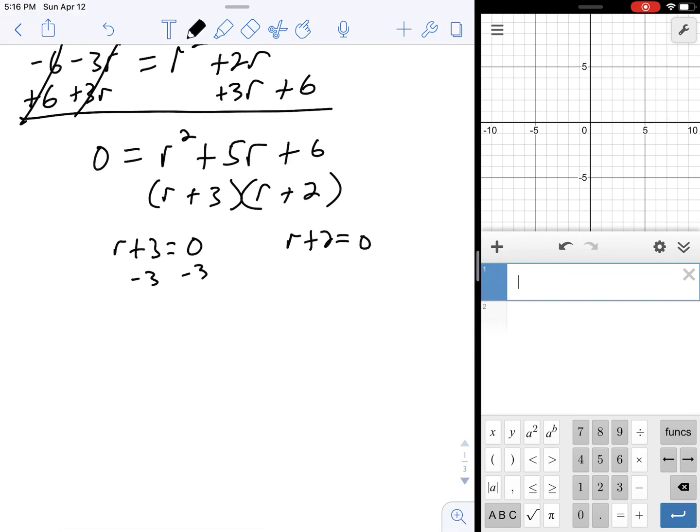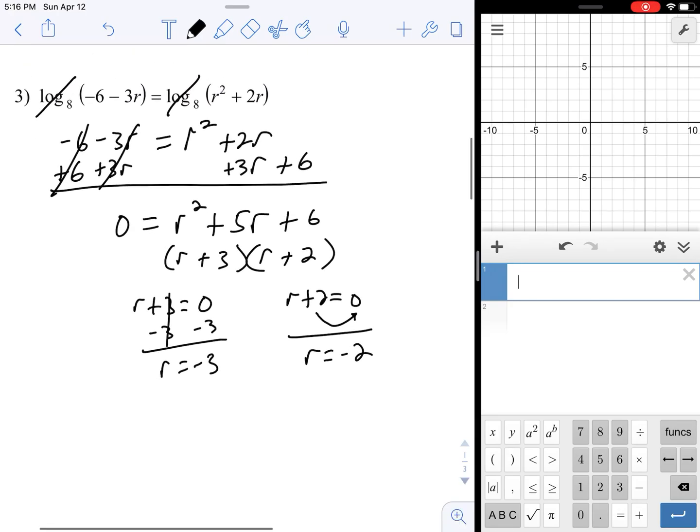Minus 3, r equals negative 3. I guess I can do what I did in the last problem. If you bring this over to that side, it's just going to turn negative. And there's my two answers. But are they really both good answers?